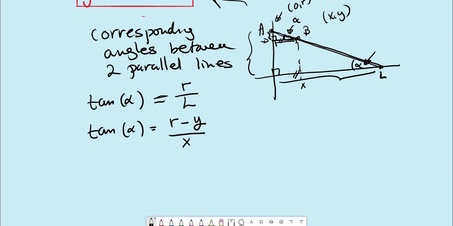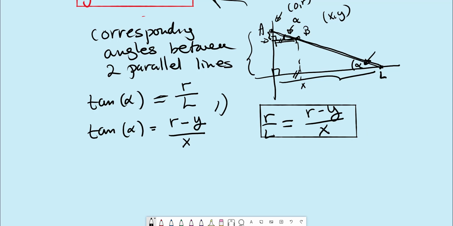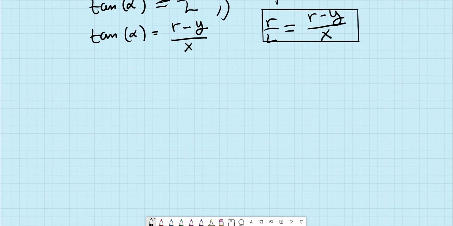And since this angle is the same angle, we can say that these two ratios are equal. So we get r divided by L is equal to r minus y divided by x. Okay, so we have an equation that combines L with r, y, and x. And we know that y and x are functions of lowercase r and uppercase R, so we might actually have an equation that'll help us solve this.